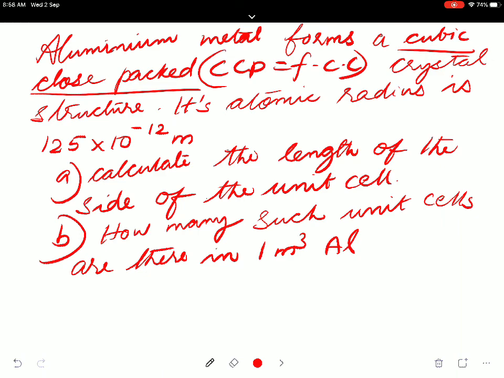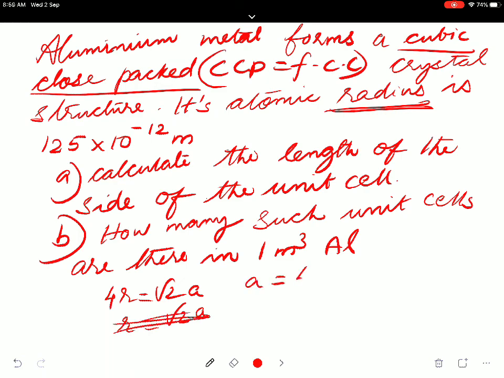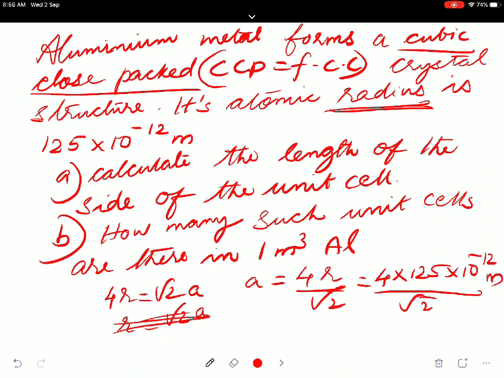Calculate the length of the side of the unit cell. Of course, you can calculate. Radius is given. So, this is FCC. FCC means 4r is equal to root 2a. Atomic radius is given. So, you have to find out A. A is equal to 4r upon root 2. R is given, its atomic radius, that is 4 into 125 into 10 to the power minus 12 meter divided by root 2. This you can calculate.